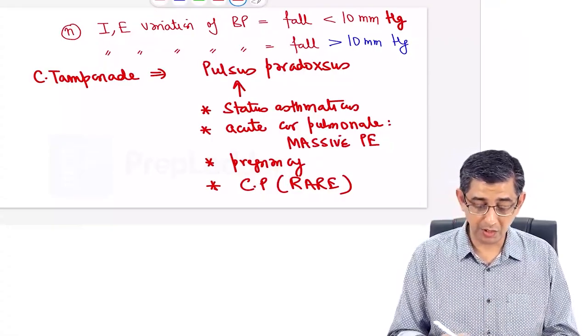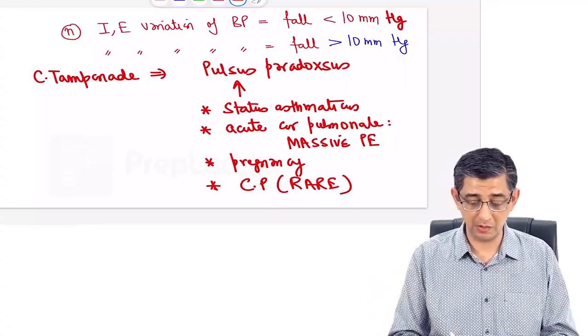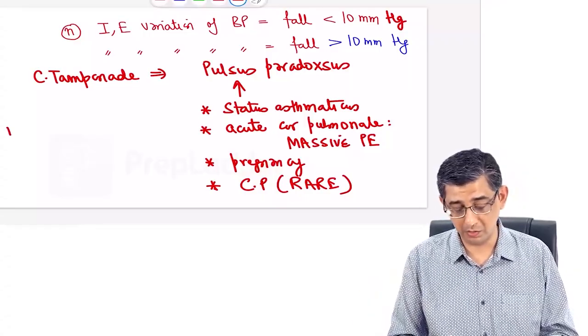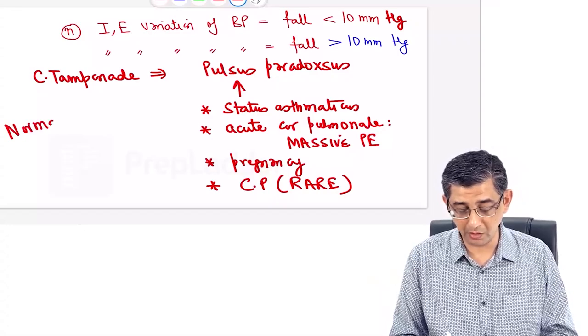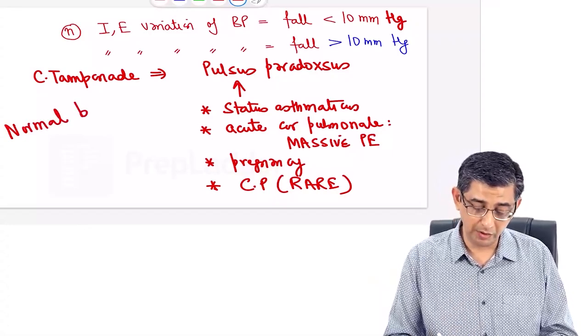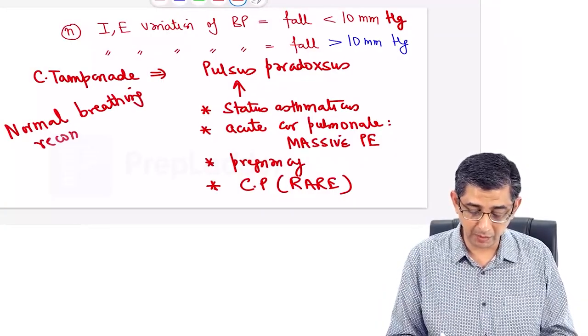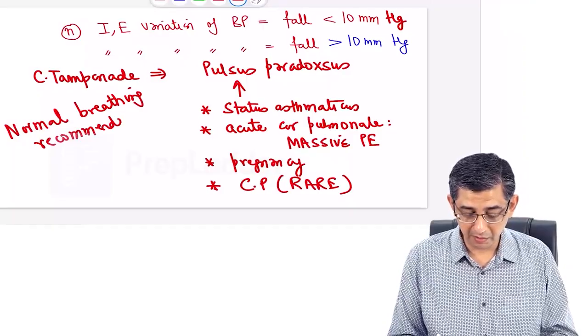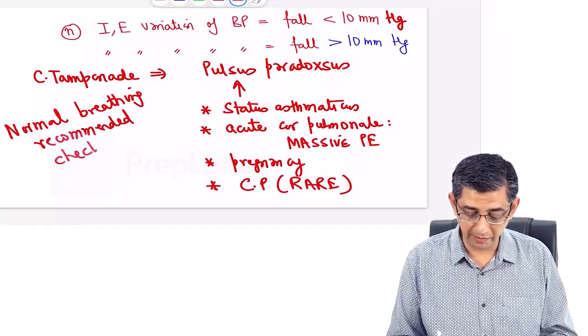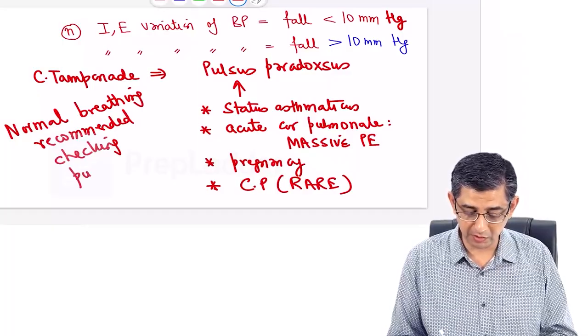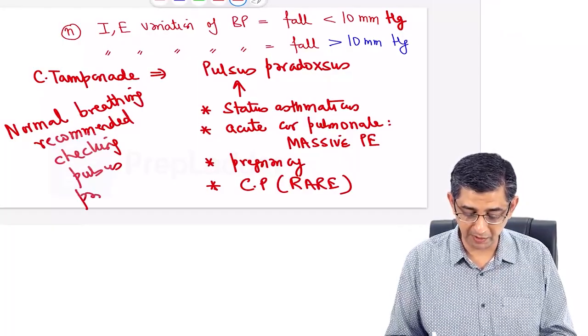If he asks, during checking or evaluation of pulsus paradoxus, what should be the breathing pattern of the patient? We will not advise deep inspiration or deep expiration. I want you to remember this once again. It is normal breathing that is recommended whenever you are checking or evaluating whether the person is or is not having pulsus paradoxus. I repeat the fact once again.